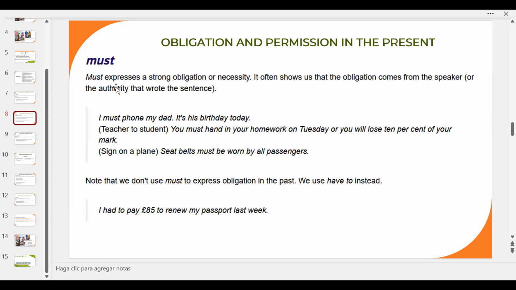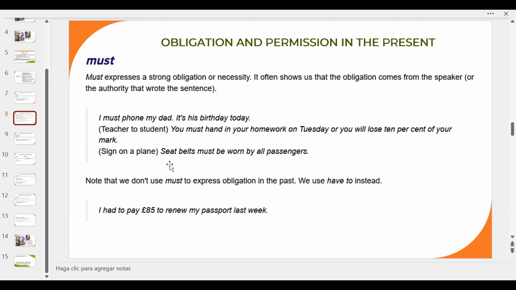Of course, let's not forget must. Must is always going to sound a little bit stronger, that is basically the idea. Again, we keep talking about obligation and necessity. What is going to be then the difference with have to? Now my intention is that the obligation comes from the person who's talking. It could be an authority, probably the one who wrote the statement. For example, I must phone my dad, it's his birthday. That means that for me, I'm placing that responsibility on my action.